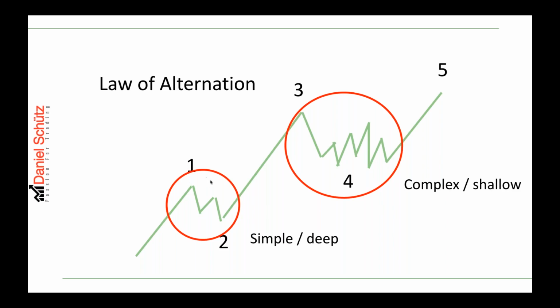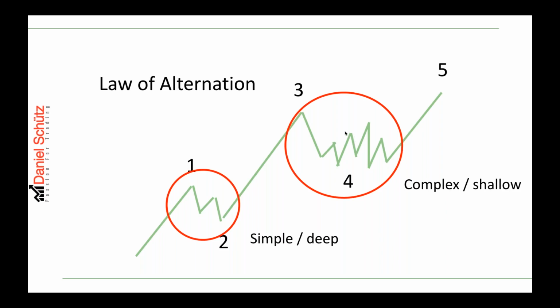Wave 2, it's a simple pattern, down, up, down, simple. And wave 4 looks a little bit more choppy then. That's the rule of alternation. If wave 2 is a complex pattern, then wave 4 has to be a simple down, up, down. That's the rule of alternation.